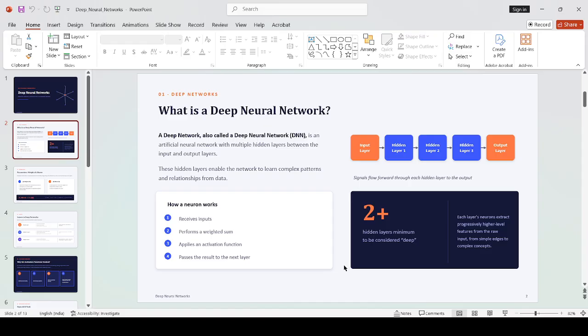As information moves through successive hidden layers, the network learns increasingly complex features. Say, for example, in image recognition, the first hidden layer may detect edges, the next layer identifies shapes, and deeper layers recognize complete objects such as faces or cars.